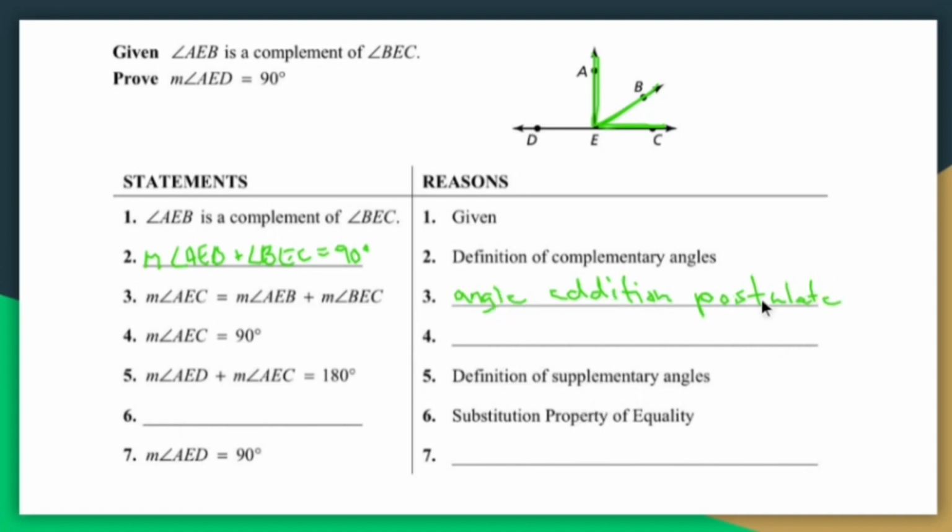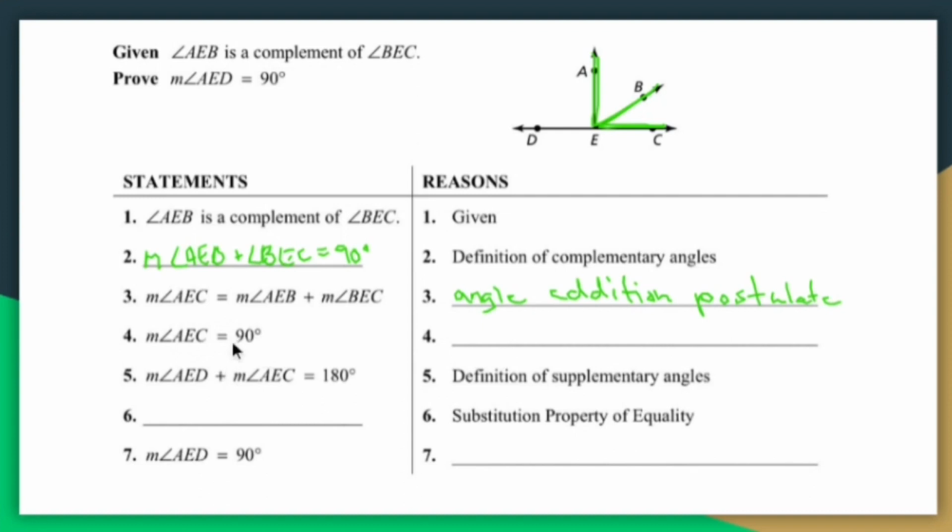But the angle addition postulate is a rule that says, hey, you're allowed to say that one whole angle is equal to two angles added together. The measure of angle AEC is 90 degrees.